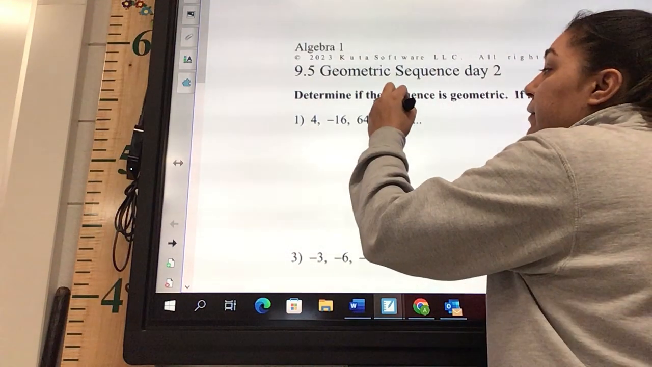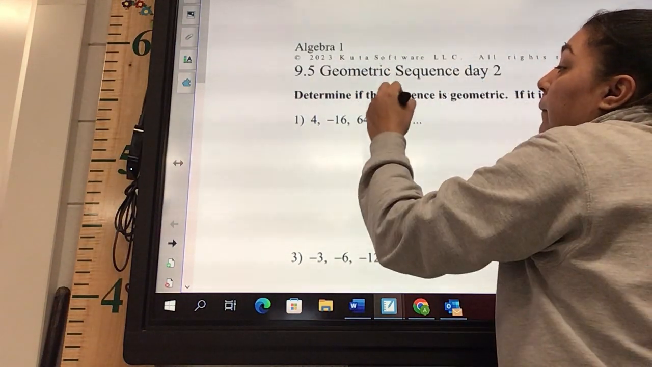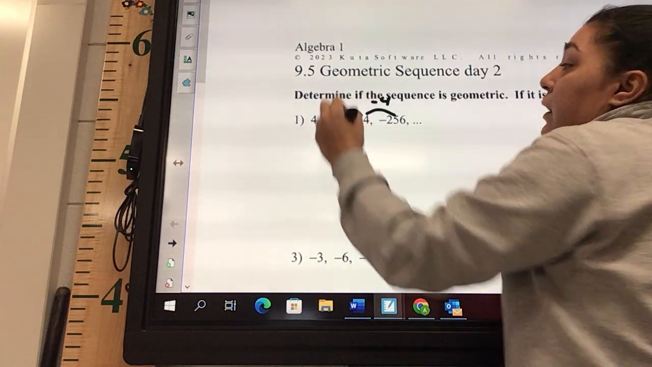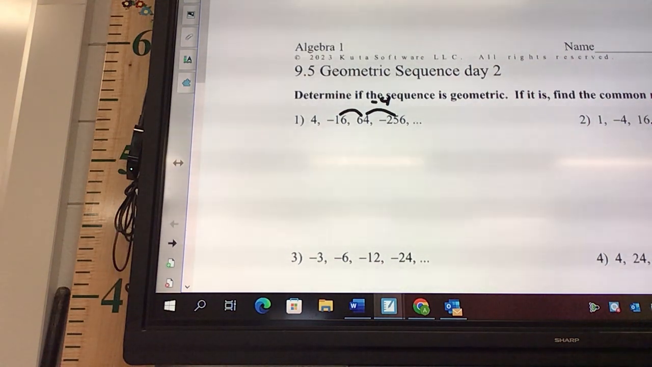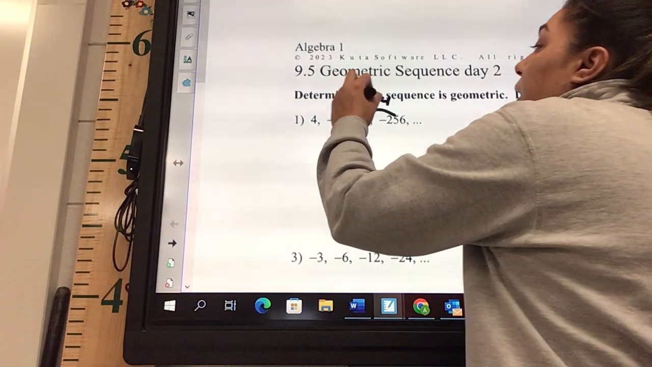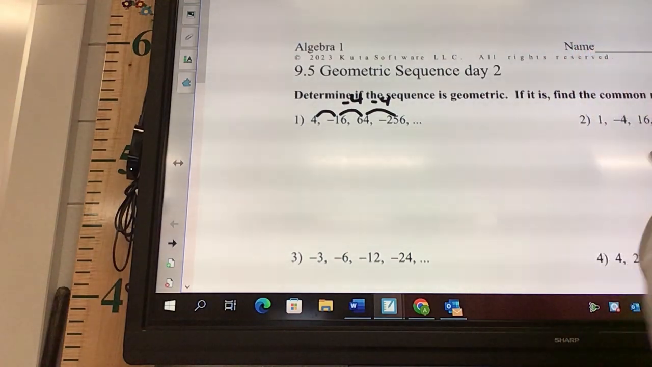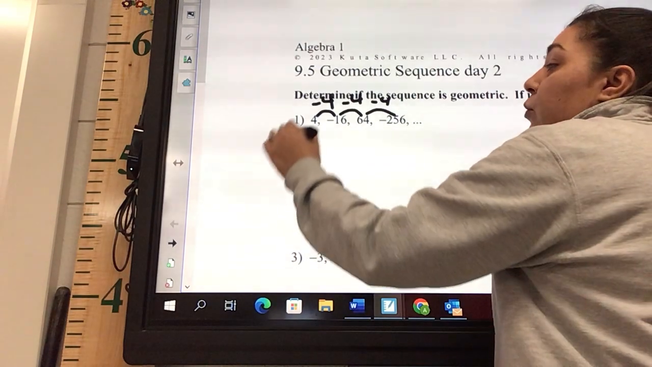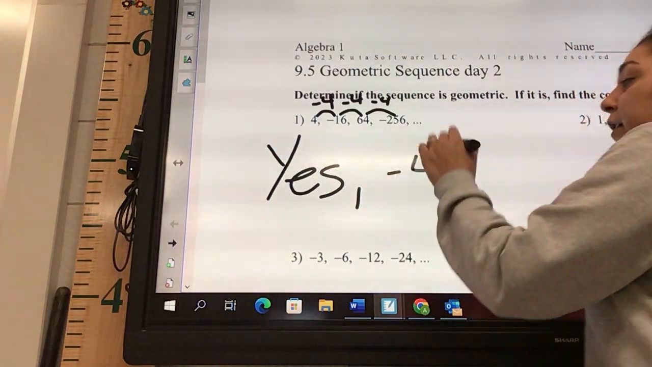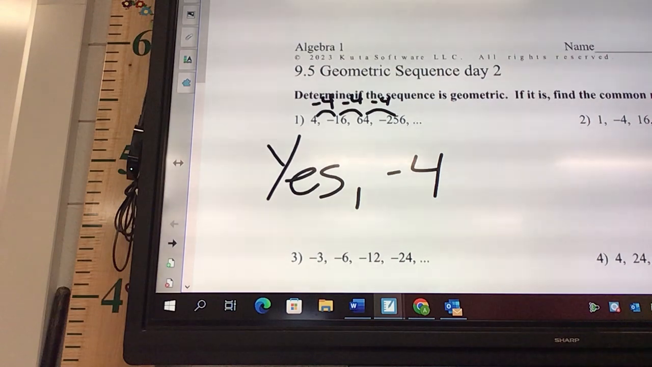So 256 divided by 64 is what? Negative 4. 64 divided by negative 16. Negative 4. Okay, and negative 16 divided by 4. Negative 4. So is this a geometric sequence? Yes. What is the common ratio? Negative 4.